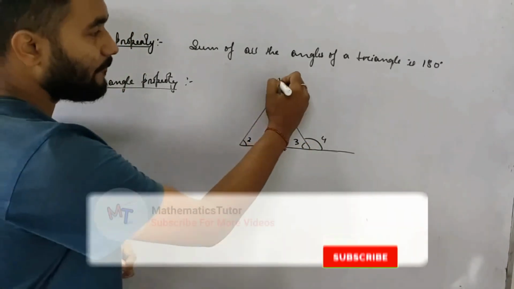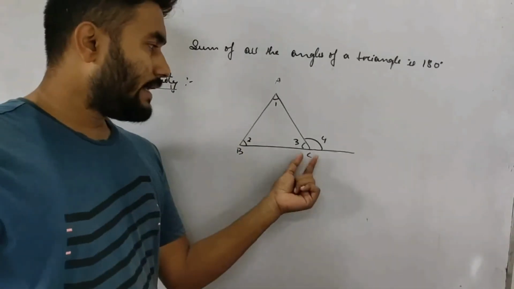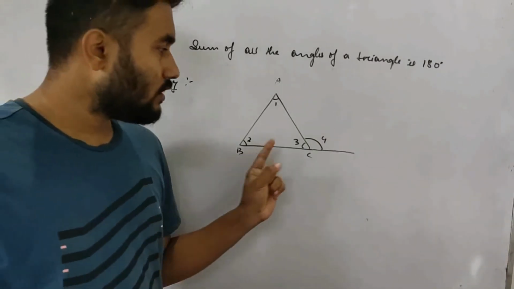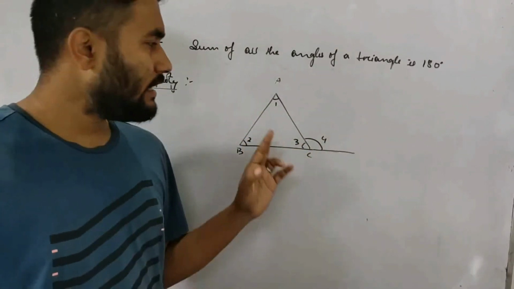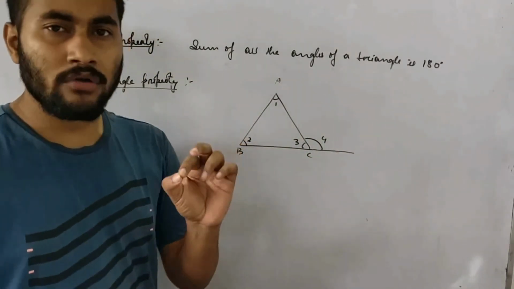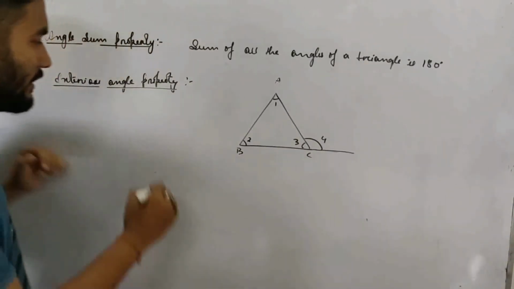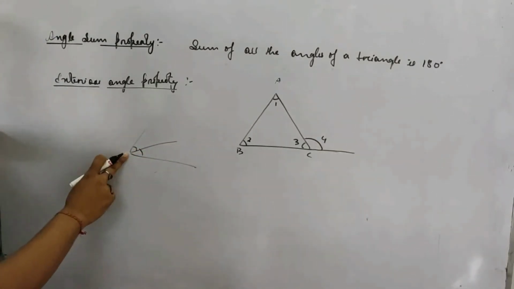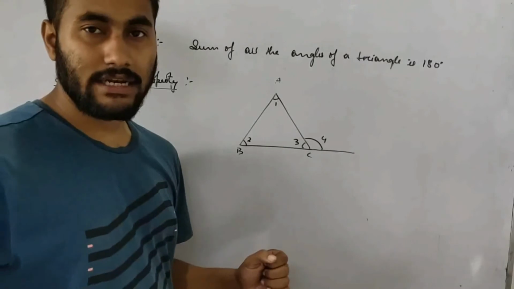So this is ABC. I have said in the second class of this chapter that if two angles have a common vertex, then they are known as adjacent angles. This is an angle. If two angles have a common vertex, then they will be known as adjacent angles. So these two are your adjacent angles.